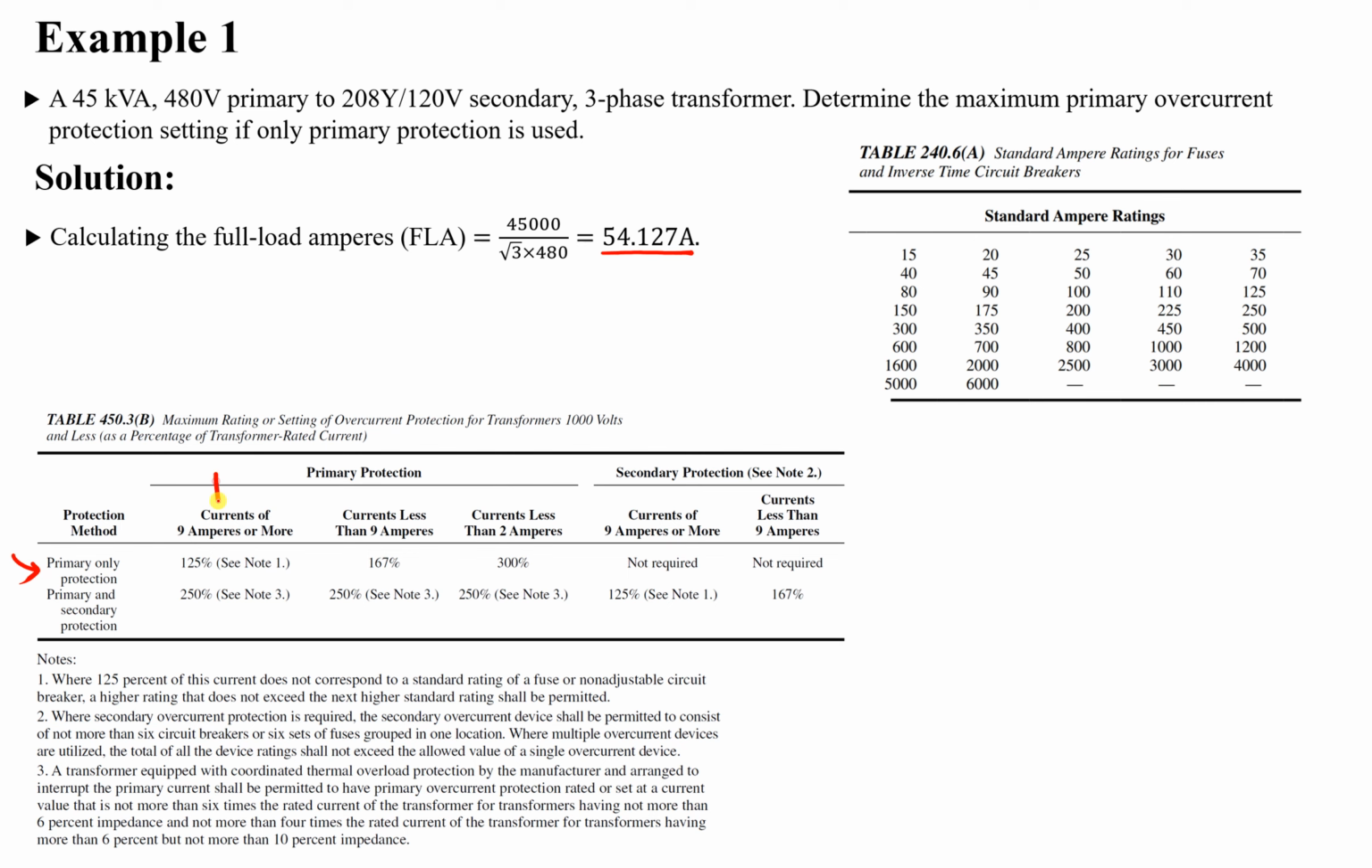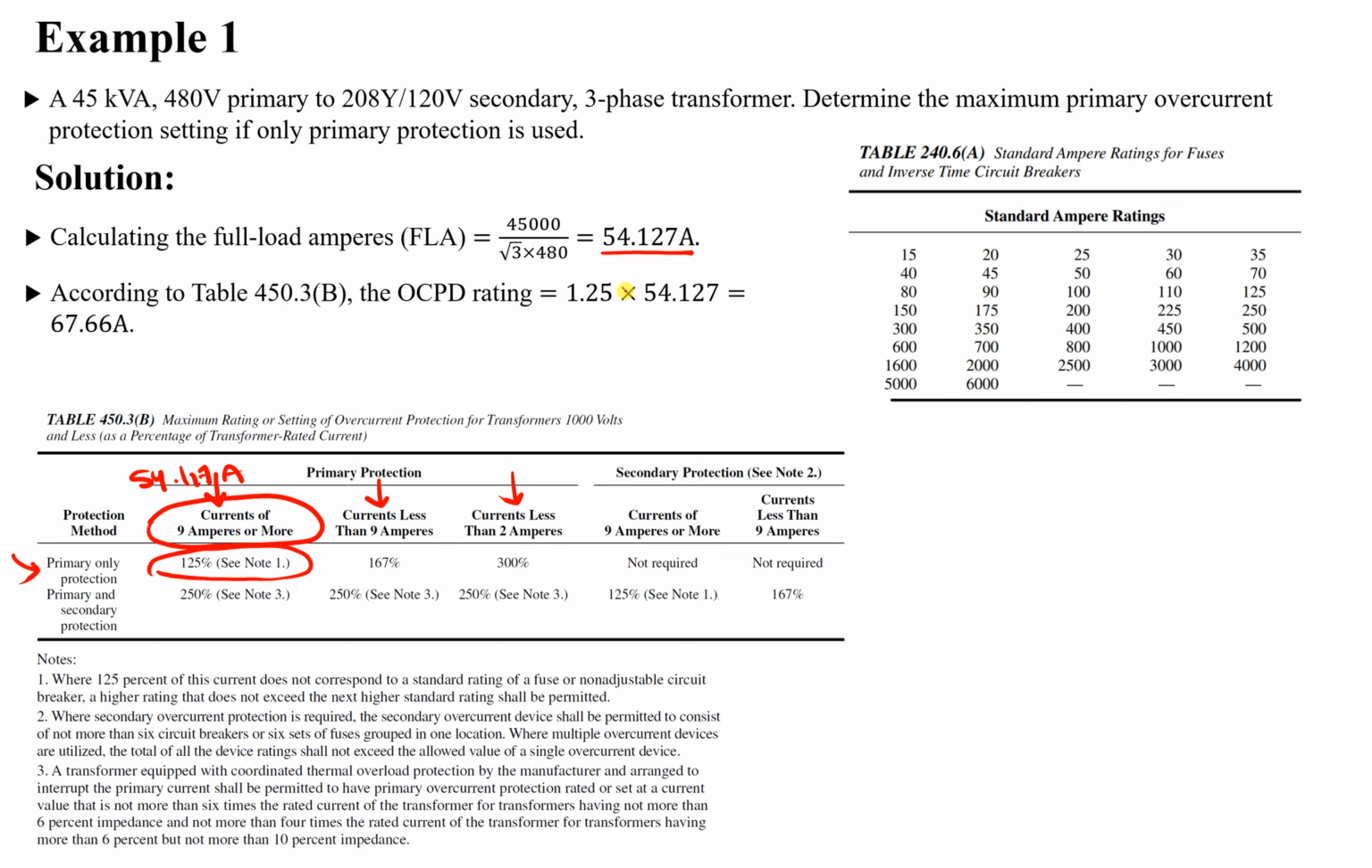We have three columns here: current of 9 amperes or more, less than 9 amperes, and less than 2 amperes. This case here is 54.127 amperes, so the current is 9 amperes or more. Now we are going to use primary only, so we use this rule here. We take 1.25 of this value, that is 125% of our rated current. So it will become 67.66 ampere for the circuit breaker or the fuse that we are going to use.